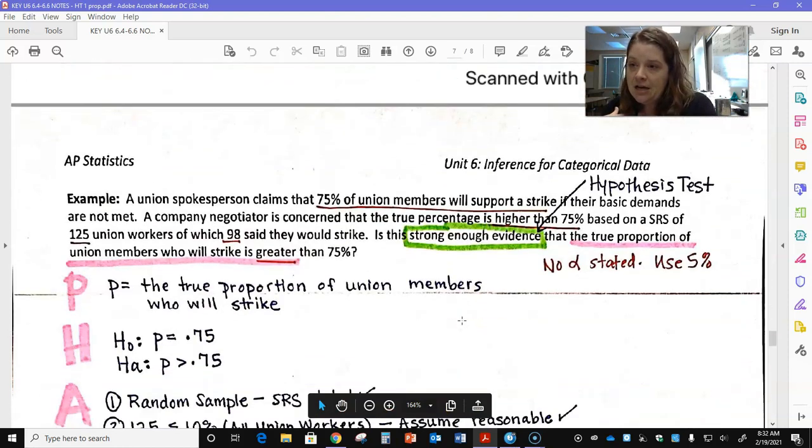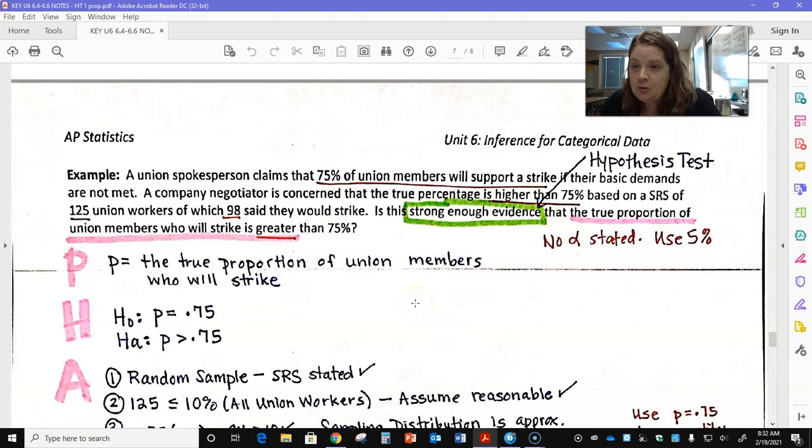All right, here's another example. A union spokesperson claims that 75% of union members will support a strike if their basic demands are not met. A company negotiator is concerned that the true percentage is higher than 75%, based on a simple random sample of 125 union workers, of which 98 said they would strike. Is this strong enough evidence? Ooh, there are those buzzwords that tell me I want to do a hypothesis test, that the true proportion of union members who will strike is greater than 75%. And again here, no alpha is stated, so I'm going to go ahead and say 5%.